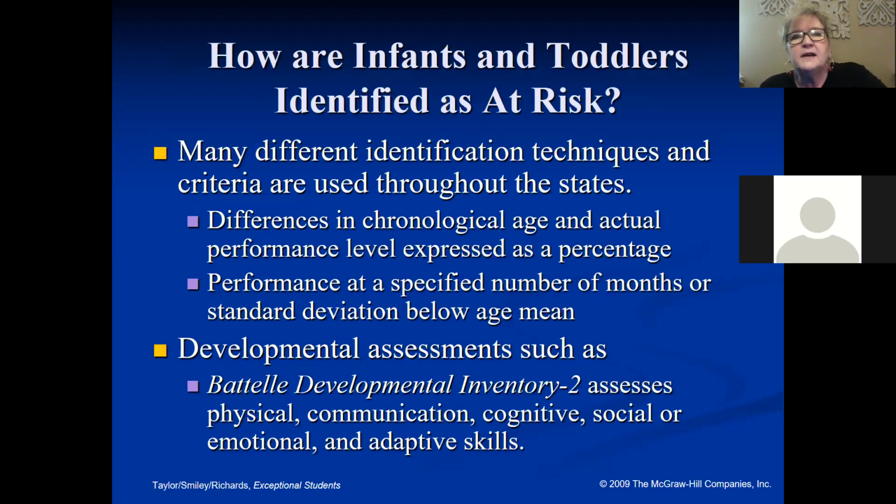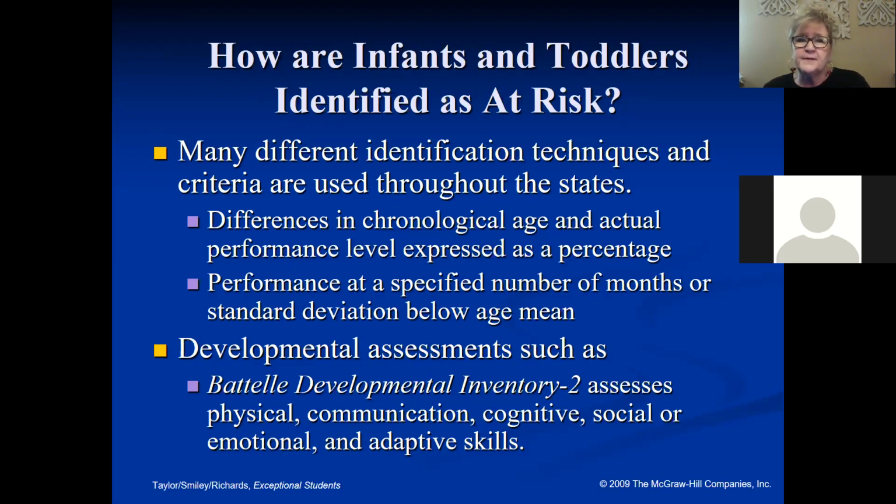So how do we identify toddlers who are at risk? Well, many different identification techniques and criteria are used throughout different states. Differences in chronological age and actual performance level can be expressed as a percentage. So we look at kiddos and we see how they compare to other kids and what we would expect from their level of development. So if you're 4 years old and you haven't met those 4-year-old milestones, then we would see that as a percentage, and you could be determined as at risk based upon your lack of development of those typical milestones.